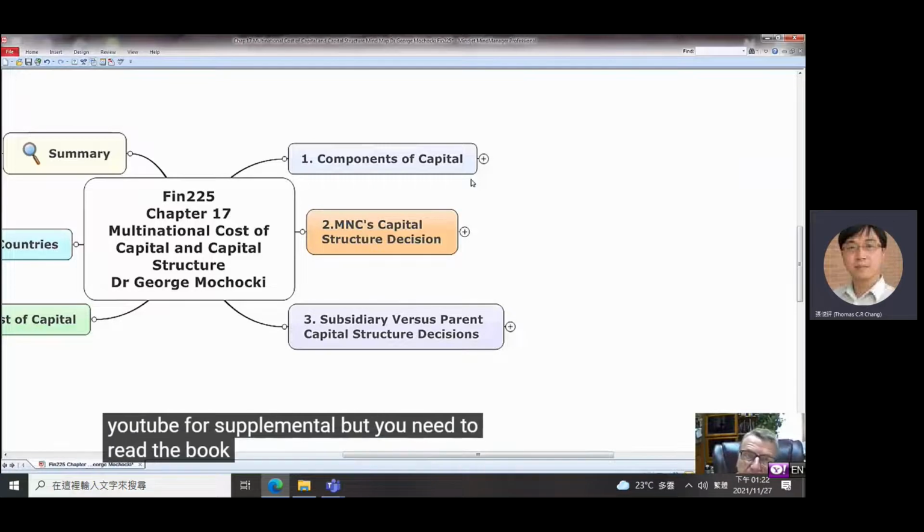But you need to read the book. You need to understand the examples. You need to stop the video. Look at the graphs I have. Look at the formulas I have.